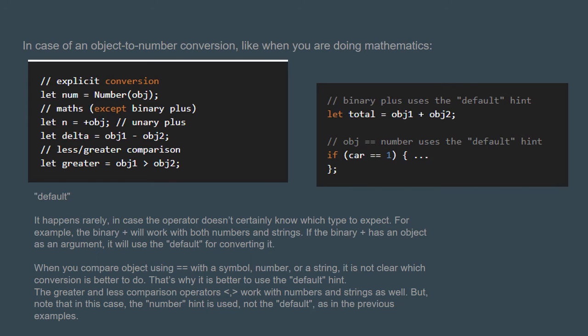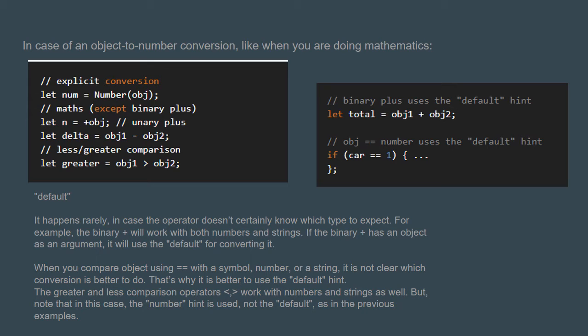Case of an object to number conversion, like when you are doing mathematics, it happens rarely. In the case of default, the operator does not certainly know which type to expect. For example, the binary plus will work with both numbers and strings. If the binary plus has an object as an argument, it will use default for converting it. When you compare an object using double equal to with a number or a string, it is not clear which conversion is better. That's why it is better to use the default hint.